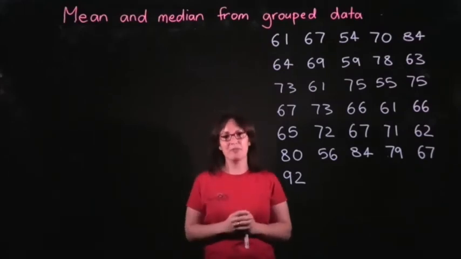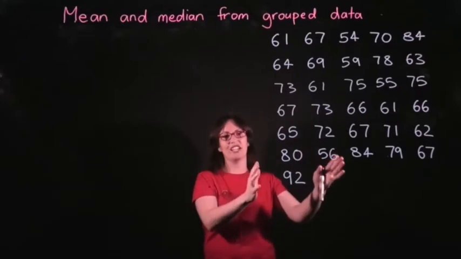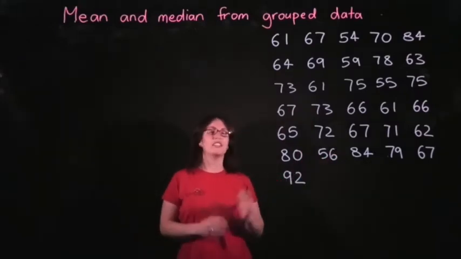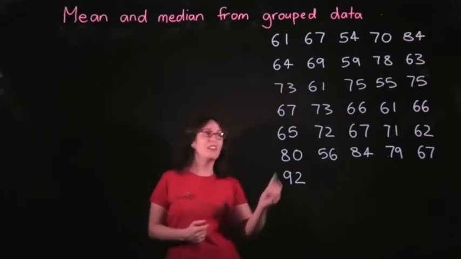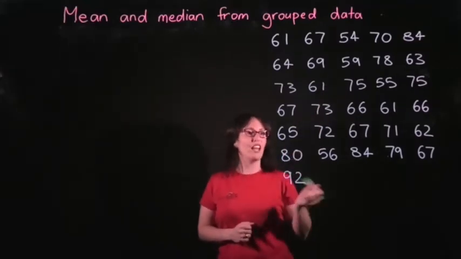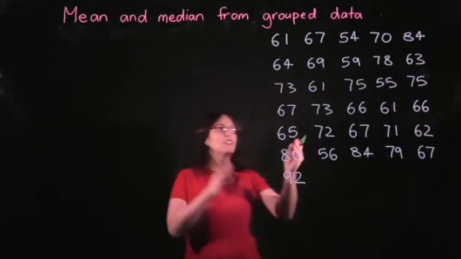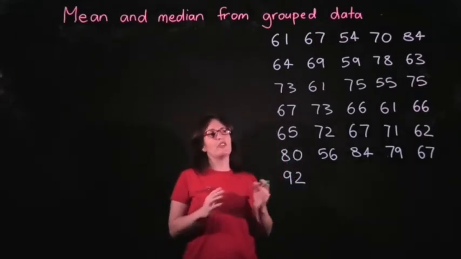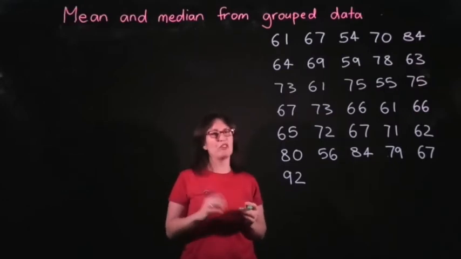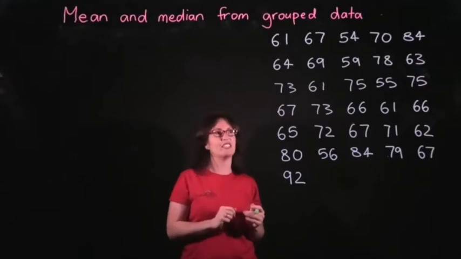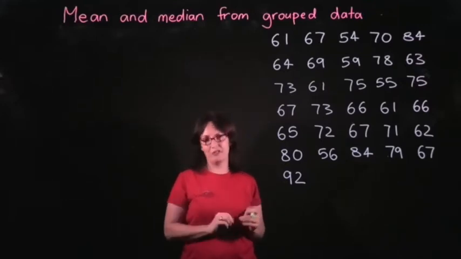But today's about grouped data, so I'm going to take that set of data and group it into some smaller categories. So let's find the smallest number that we've got there, 54, and the largest number that we have is 92. And looking at the range of those, we could group them in sets of 10, but then we're not going to get many sets. We would have, say, from 50 to 60, 60 to 70, but let's group them in sets of 5.